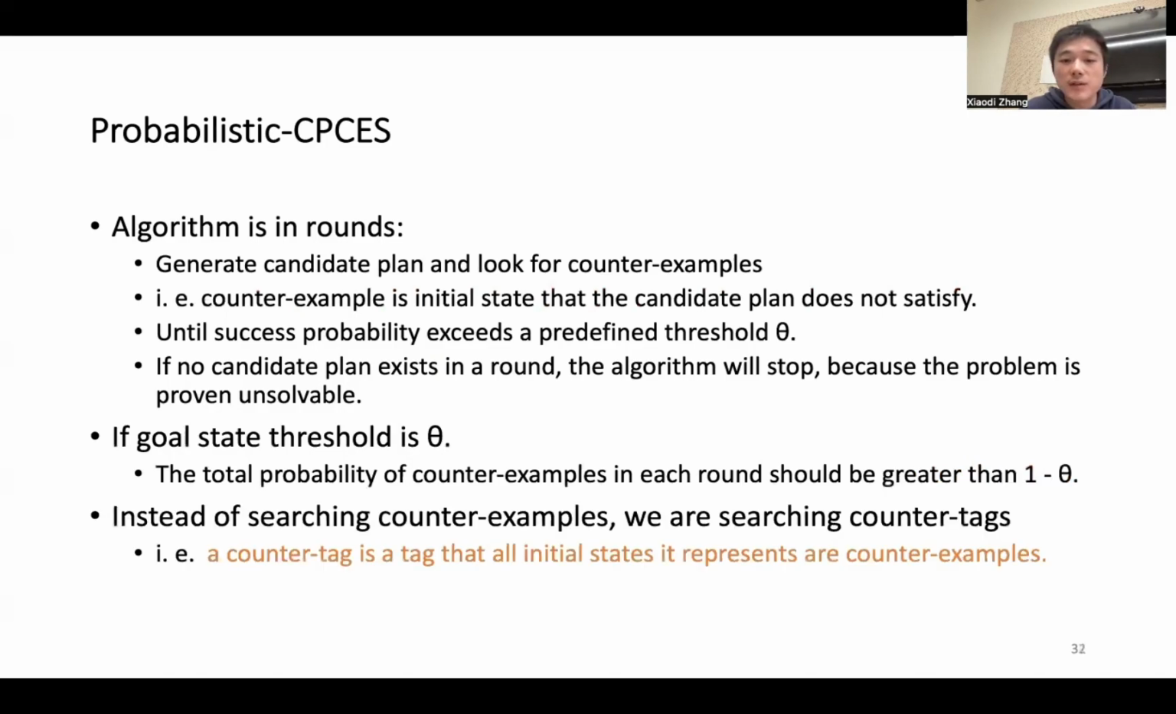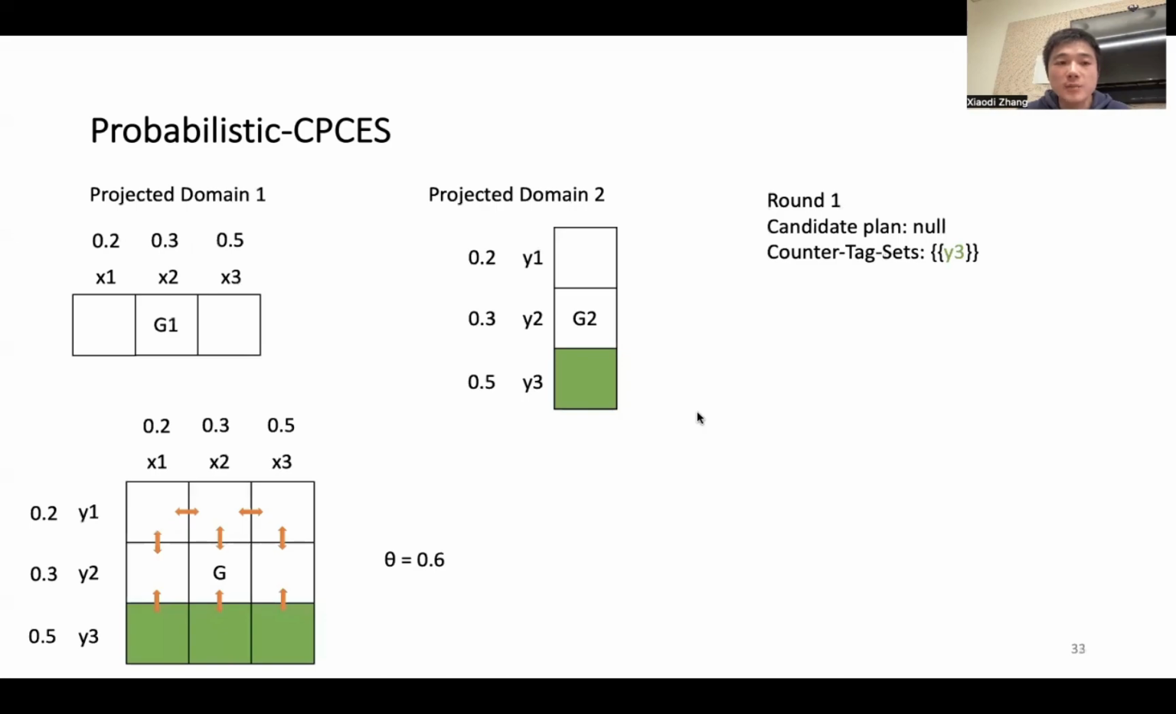Instead of searching for counterexamples, we are searching for counter tags. A counter tag is a tag such that all initial states it represents are counterexamples. Our algorithm is proved to be sound and complete. This is an example of our algorithm. In the first round, the candidate plan is none, which means the robot is always standing at the initial location. So there are 4 counter tags: x1, x3, y1, y3. Here we pick y3 as the counter tag in the first round.